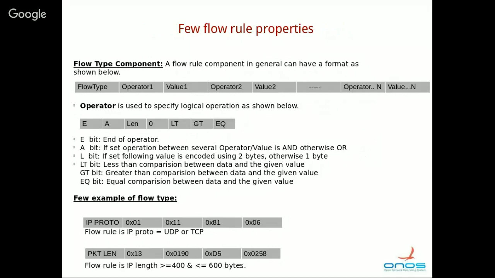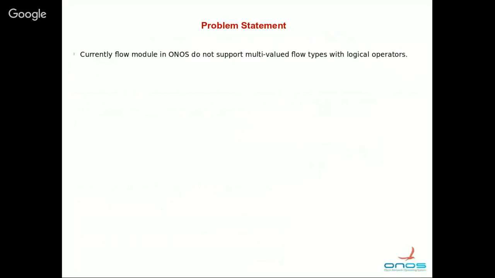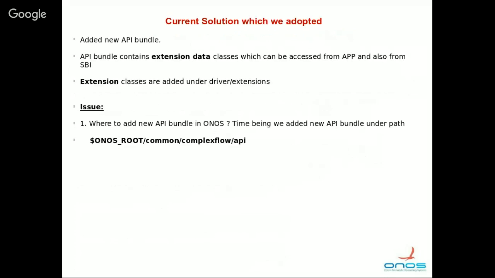Similarly, we have some more formats to support route policy distribution in BGP. To support this feature, we need to add a few classes that can take multi-valued flow types with logical operators. Currently, we have added a new API bundle. In this new API bundle, we have added extension data classes, which support operators plus value, and extension classes we have added in drivers extensions.